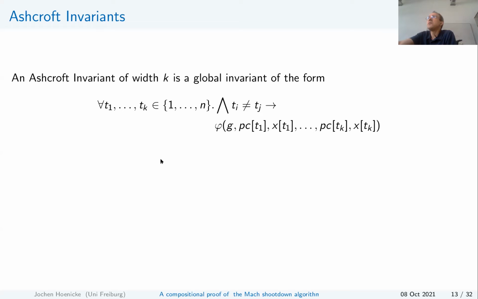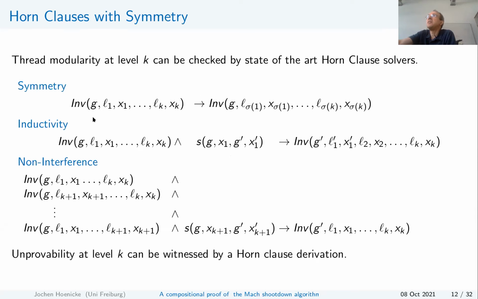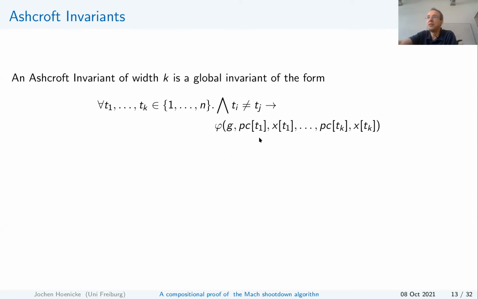And if you compare this to the thread modular proof, you can see that it's basically the same as the K-thread modular proof. So this invariant phi is basically the same thing that you would get from the Horn clause solver. If you get some invariant from the Horn clause solver, you can put it into the Ashcroft invariant, and then you have a global invariant of your system. To show that it's a global invariant, you need to show that for all T1 to Tk this holds in the post state after a step.